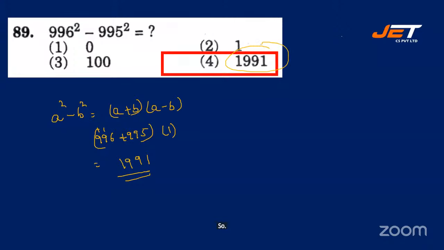Is it clear? So quickly you should think, yes, this can be done by using the formula a square minus b square. Okay. All right. So now let's see how many of you have given me the correct answer.